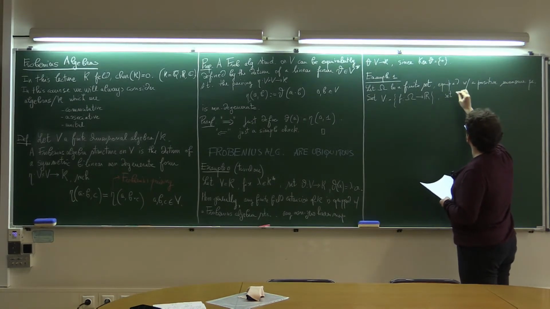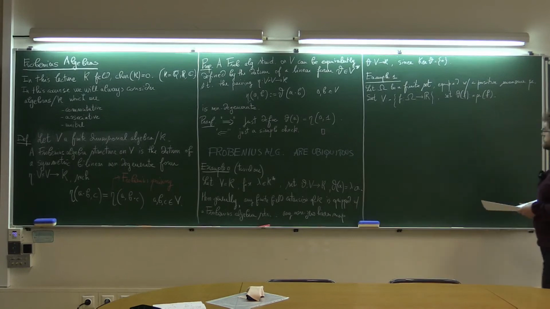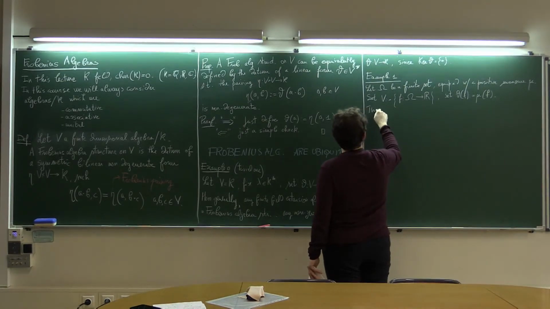And set theta of f to be just the measure of this function. Well, it is easy to see that this defines a Frobenius algebra structure over R.